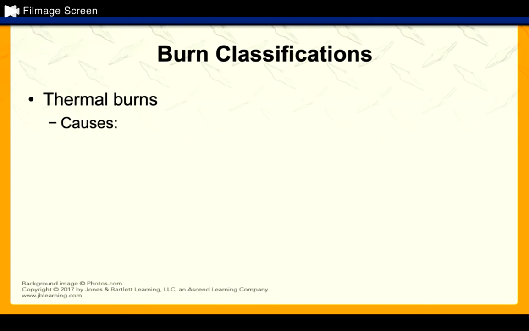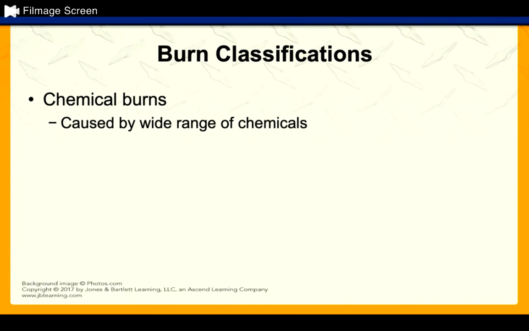So the next classification for burns are chemical burns. And chemical burns are caused by a wide range of chemicals. And they typically fall into being either acids, alkalis, or even organic compounds can result in a chemical burn.